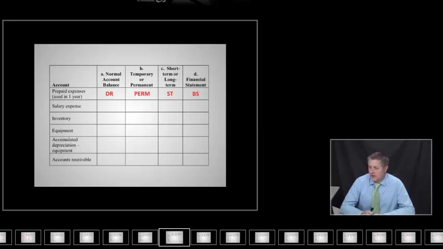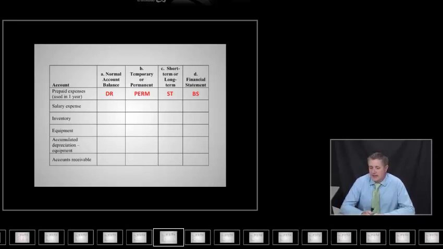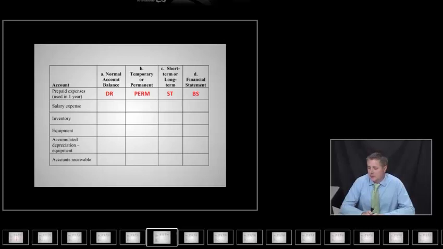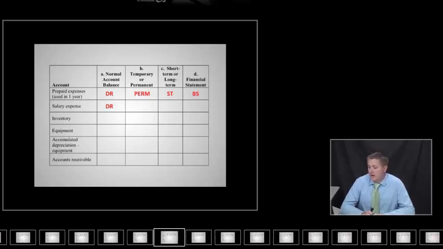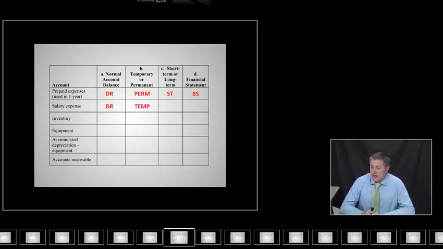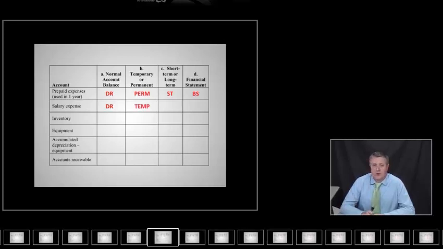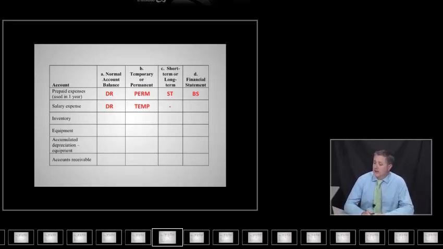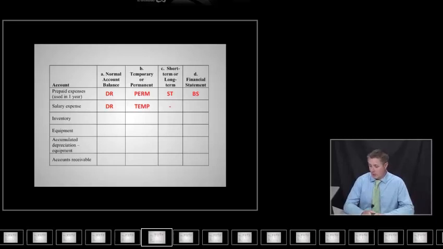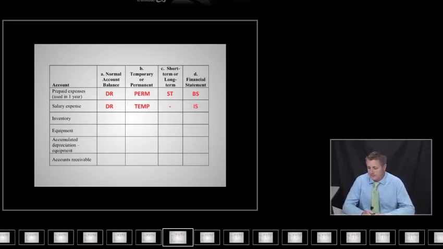Salary expense is our next item. Salary expense, like any expense, is going to have a normal balance of a debit. It's going to be considered a temporary account. The short, long-term distinction does not apply here. And like any other expense, it's going to get reported on the income statement.